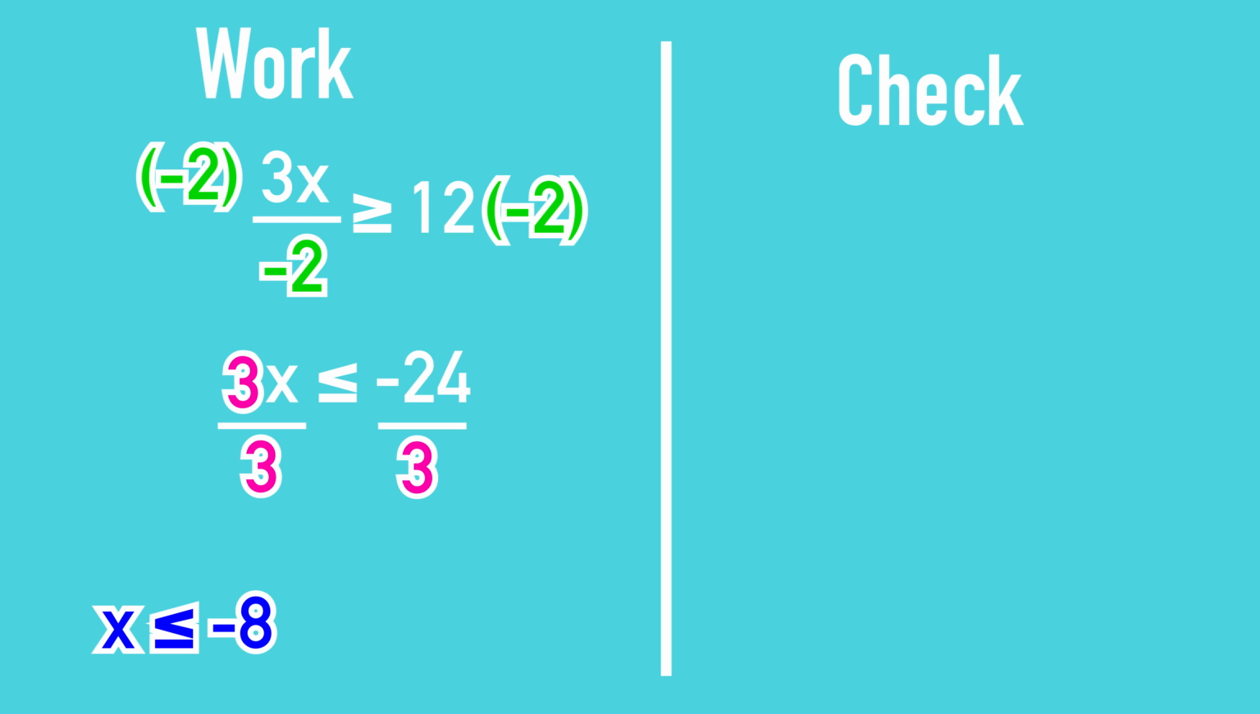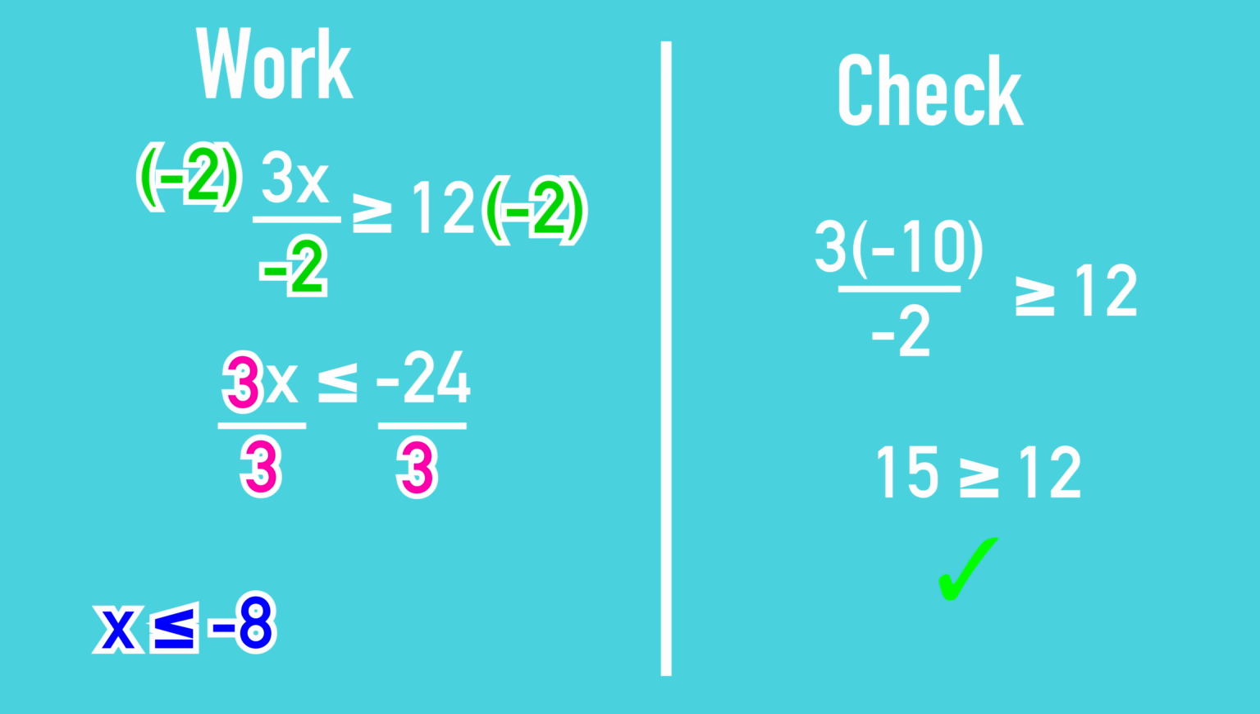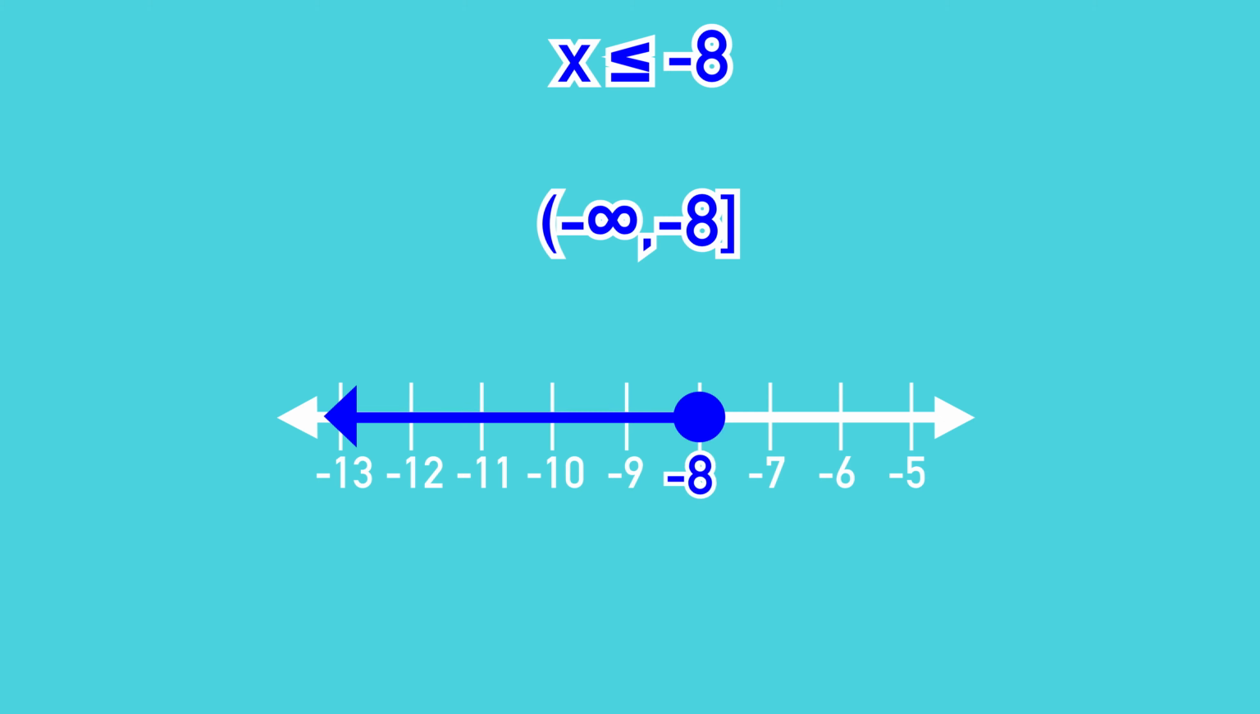To check our solution, we will use a value less than negative 8. Let's try negative 10. 3 times negative 10 divided by negative 2 equals 15, which is greater than or equal to 12, as the original inequality states. This means our solution is in fact x is less than or equal to negative 8, or the interval, open parentheses, negative infinity, negative 8, close bracket. The graph of this inequality would look like this. The closed circle at negative 8 shows that the value negative 8 is included in the solution.